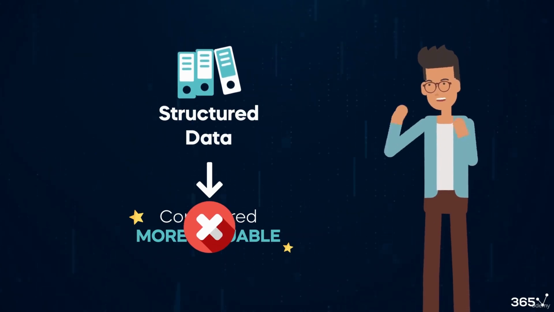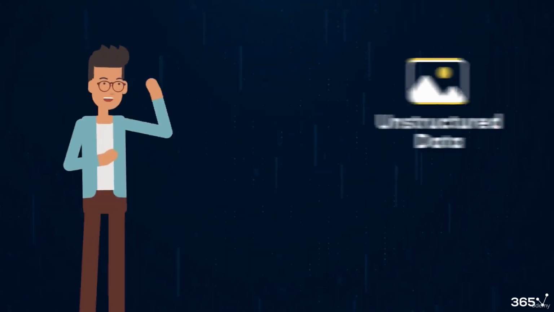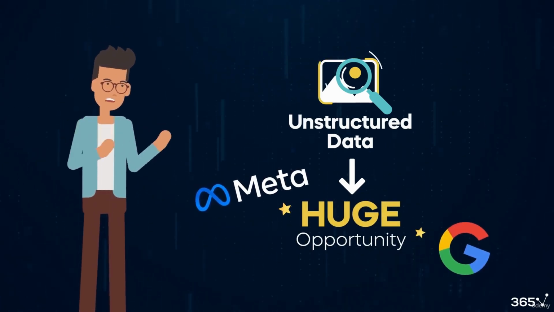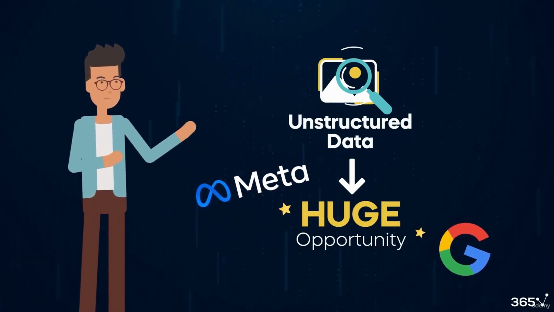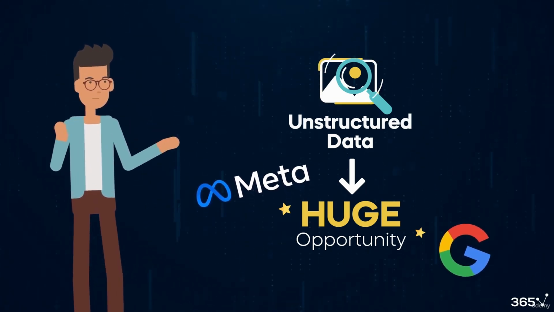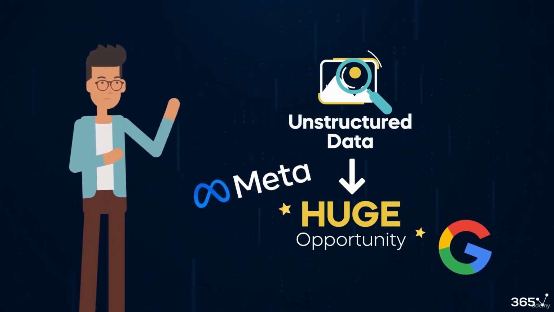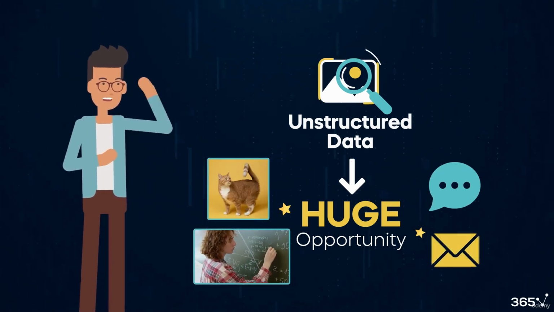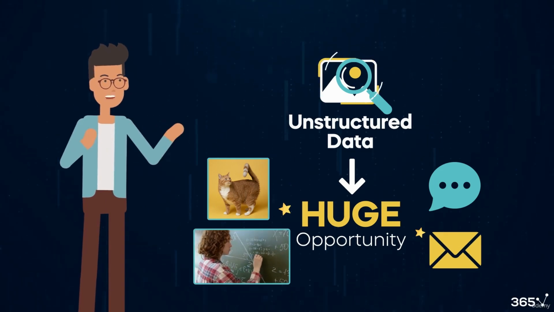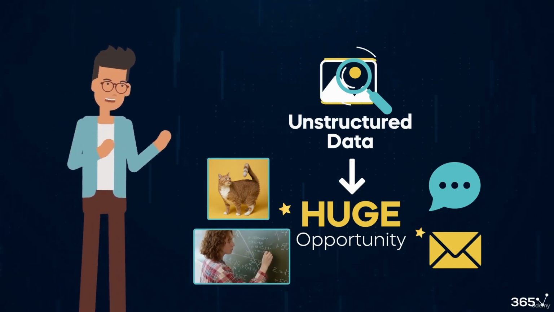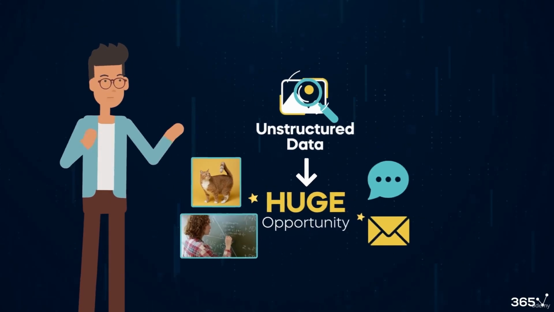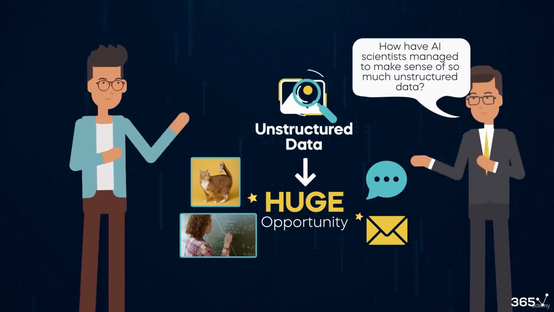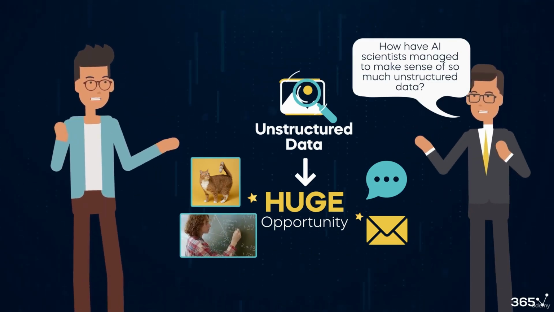But AI advancements today have found a way to turn unstructured data into valuable insights, with companies like Meta and Google excelling in this area. Analyzing unstructured data is opening up enormous opportunities for businesses. They now have billions of photographs, video footage, text messages, and emails. For the first time, they can use this information to gain unprecedented insights. But how have AI scientists made sense of so much unstructured data? We'll talk about that in our next lesson.